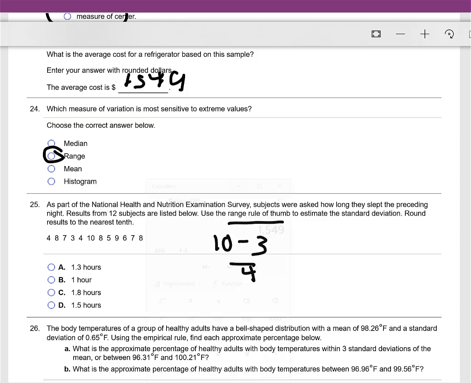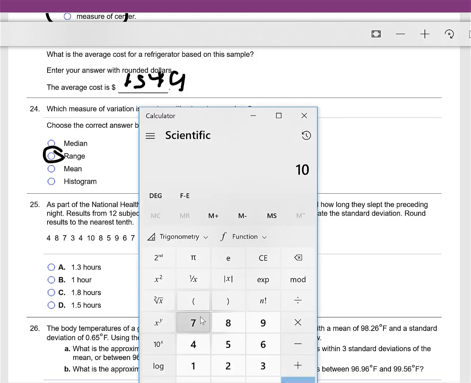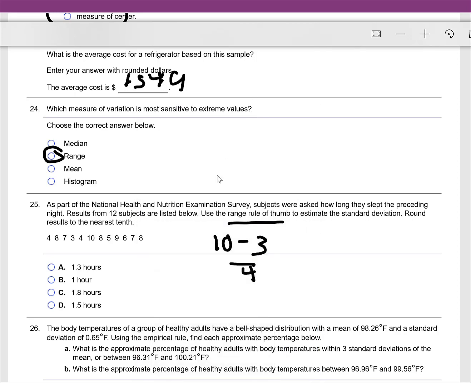So let me pull my calculator up again. So 10 minus 3, and then I'm going to divide by 4. And so I'm going to approximate it, and said 1 decimal, so it's 1.8, and we're talking about hours here.